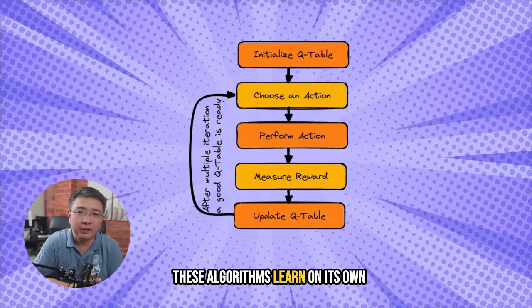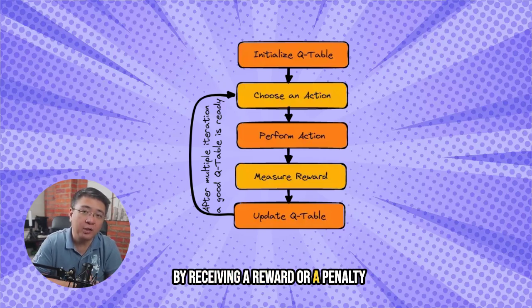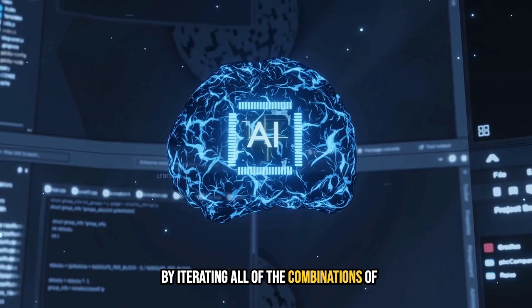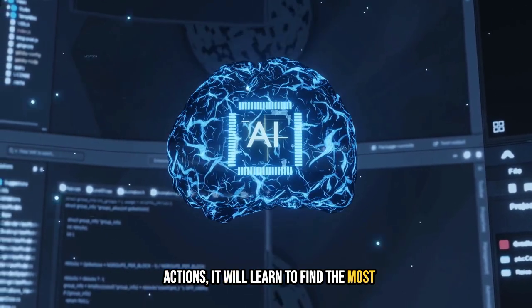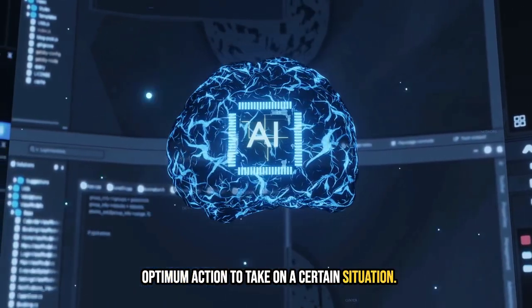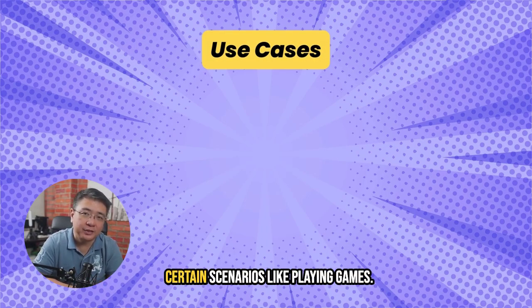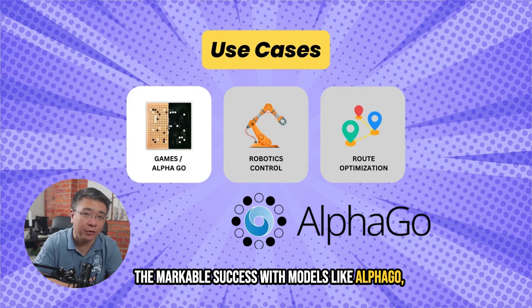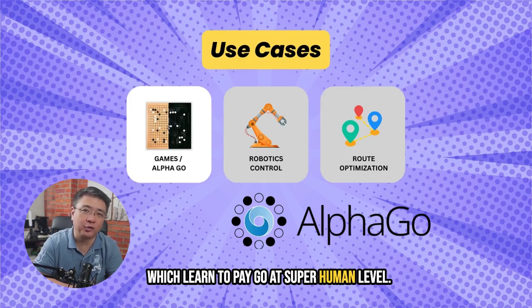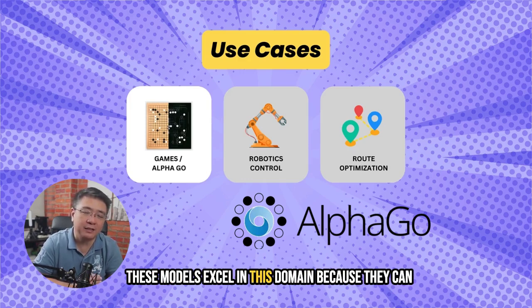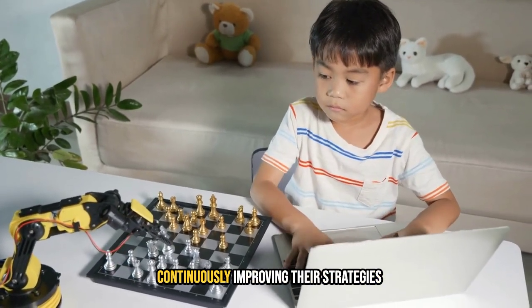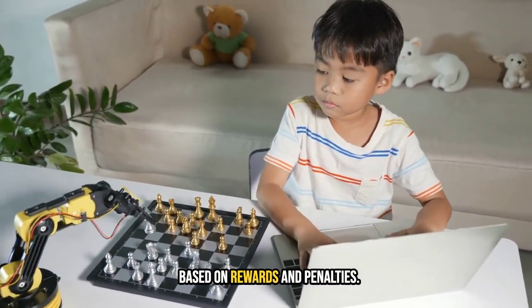These algorithms learn on their own by receiving a reward or a penalty based on the action that it performs. By iterating all the combinations of actions, it will learn to find the most optimum action to take on a certain situation. Reinforcement learning shines in certain scenarios like playing games. In game playing, reinforcement learning has shown remarkable success with models like AlphaGo, which learn to play Go at superhuman level. These models excel in this domain because they can explore millions of potential moves and outcomes, continuously improving their strategies based on rewards and penalties.